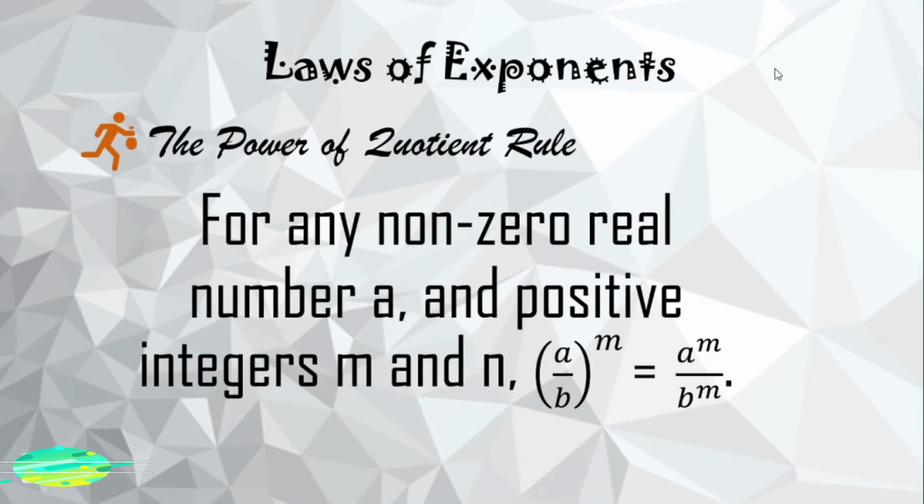And then, the power of a quotient rule. For any non-zero real number a and positive integers m and n, a all over b, raised to m, is equal to a raised to m all over b raised to m. As you can see, it is a quotient, meaning it is in fraction form, but the power rule is also involved. We distribute the exponent to the exponent of a, which is an imaginary 1, and also the exponent of b, which is an imaginary 1. That's why we have a raised to m all over b raised to m.